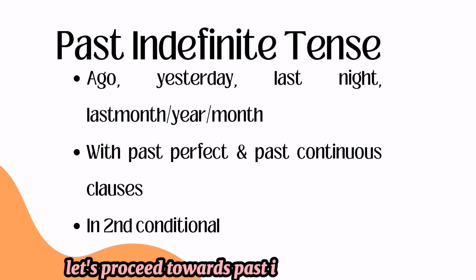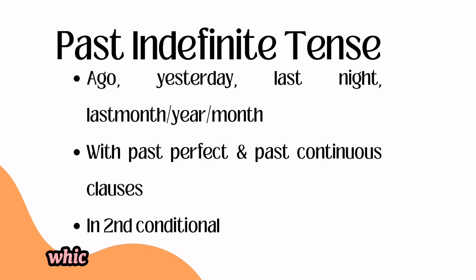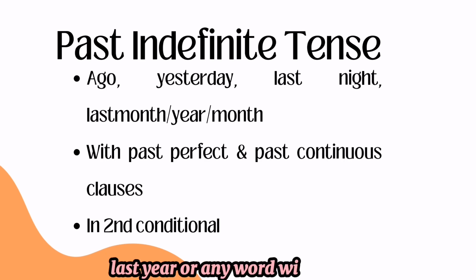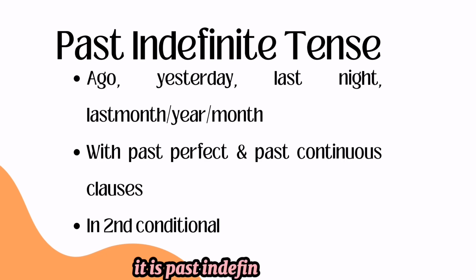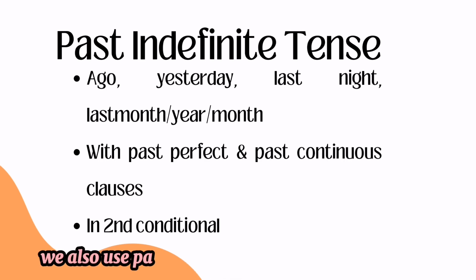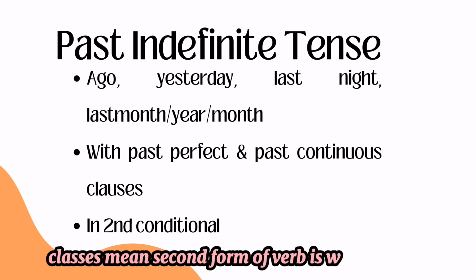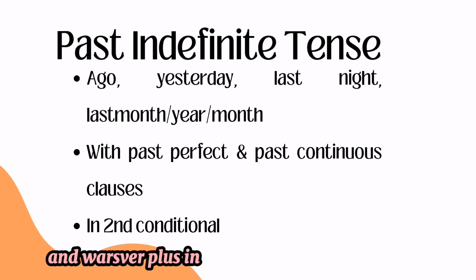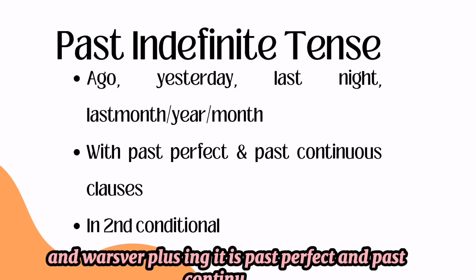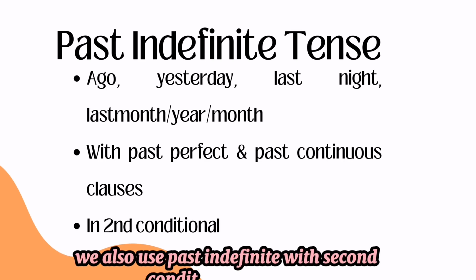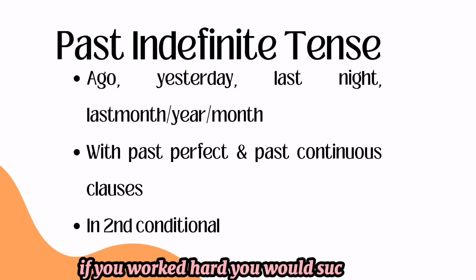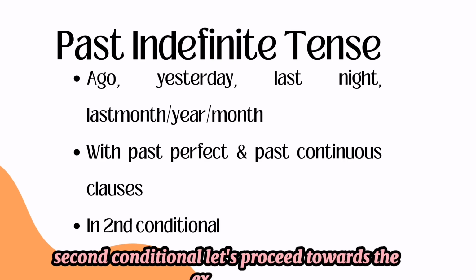Let's proceed towards past indefinite tense. First of all, we have to see which signal words are used in past indefinite tense. Ago, yesterday, last night, last month, last year, or any word with last, like last Sunday, last weekend. Anything that comes with last, it is past indefinite tense. We also use past indefinite with past perfect and past continuous clauses. Means second form of verb is used with had plus third form, and was plus verb plus ing. It is past perfect and past continuous. We also use past indefinite with second conditional sentence. If you worked hard, you would succeed. Second conditional.